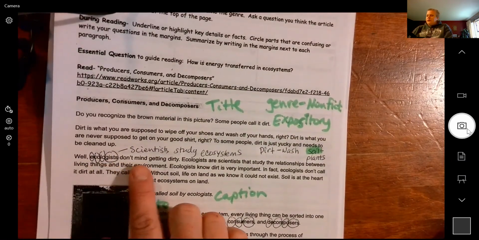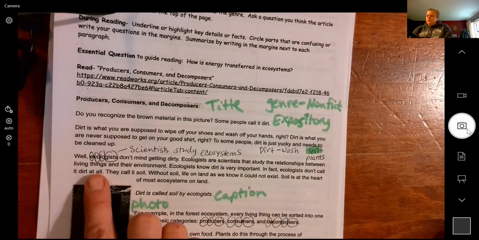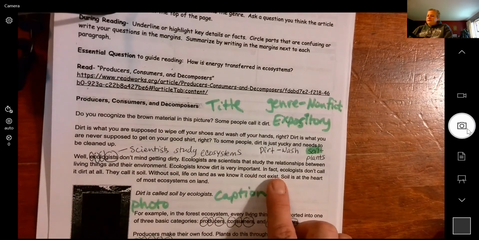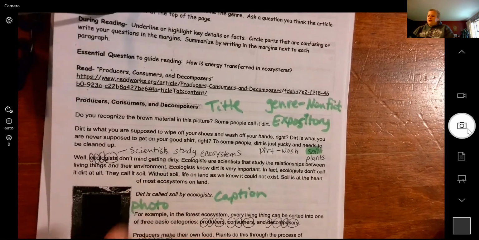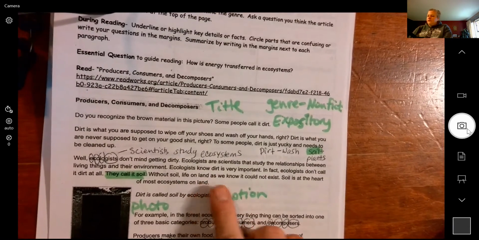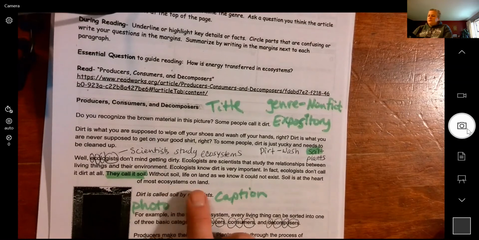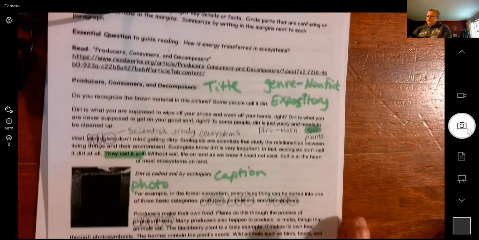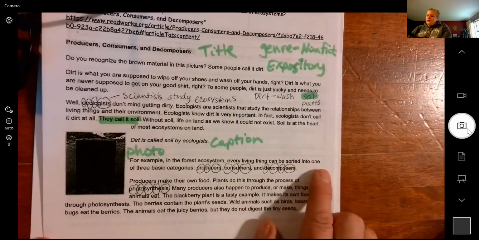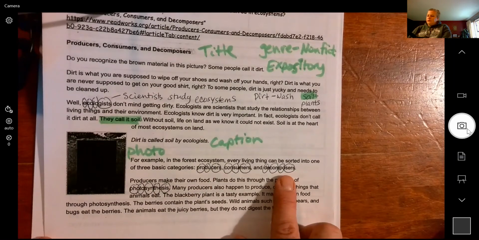Well, ecologists don't mind getting, ecologists are the study of the relationships between living things and their environment. Ecologists know dirt is very, in fact, ecologists don't call it dirt at all. They call it soil. Without soil, life on, as we know it, could not. Soil is at the of most ecosystems on land. For example, in the forest, every living thing can be sorted into one of three basic producers, consumers, or decomposers.